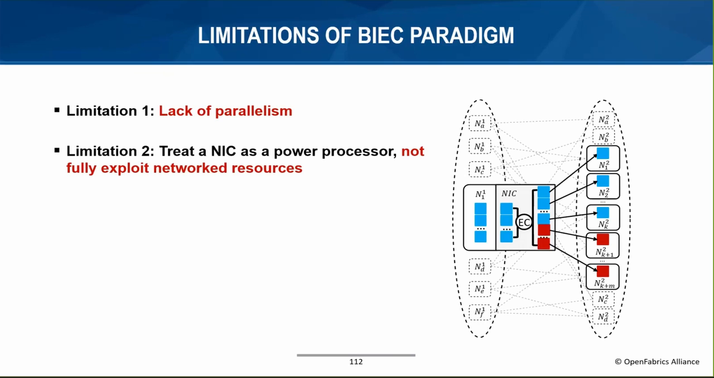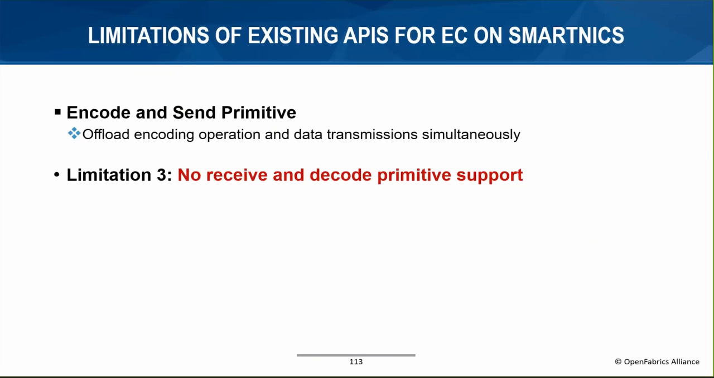We also found another limitation of existing APIs: currently the SmartNIC drivers only support the encode-and-send primitive, and there's no support for receive-and-decode, which is also needed and widely used in storage systems.